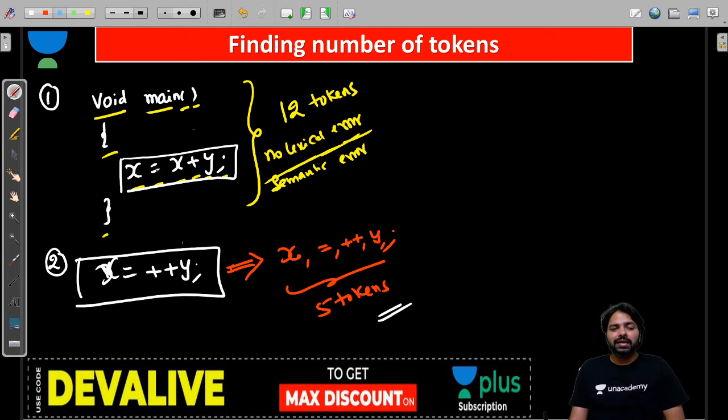Now only a semantic error will come, because x, y are not defined before use. Which error will come? A semantic error, if x, y are not declared. But assume that you declared them, then only I am talking about this one. So how many tokens are there? 5 tokens.